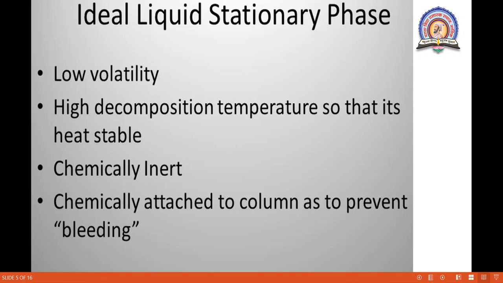Then these are the characteristics for the liquid stationary phase. Good or ideal characteristics for the liquid stationary phase: it must have low volatility, high decomposition temperature so that it is heat stable. It is chemically inert, and chemically attached to the column so as to prevent bleeding.